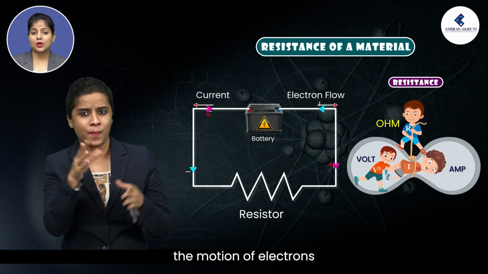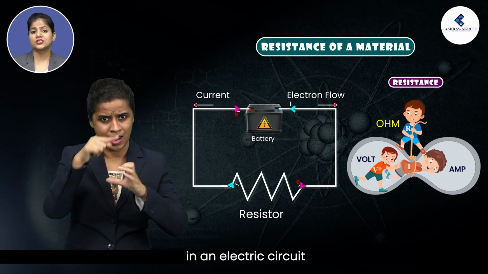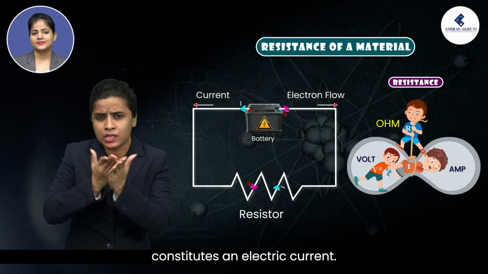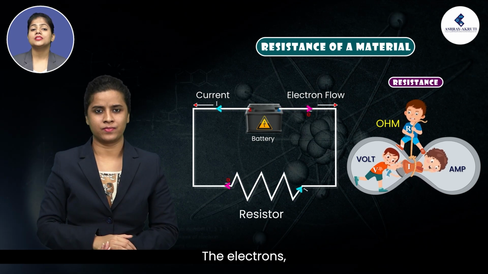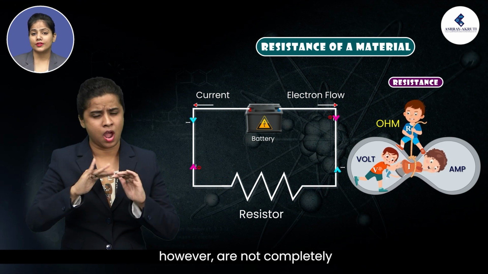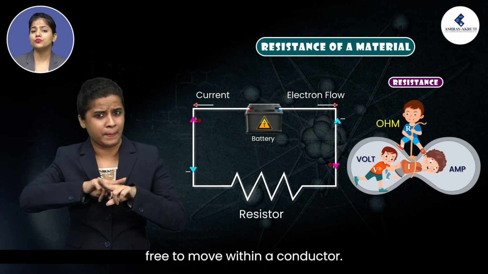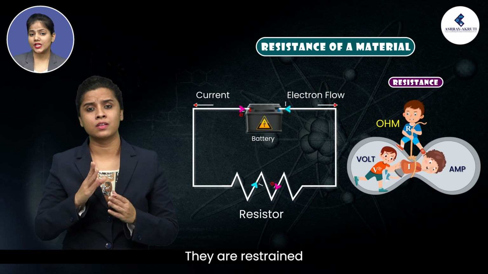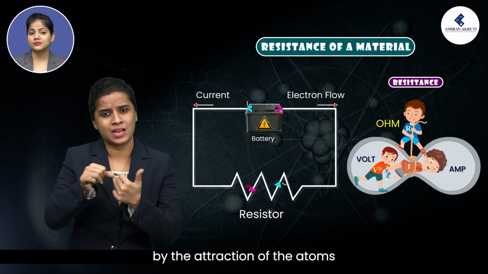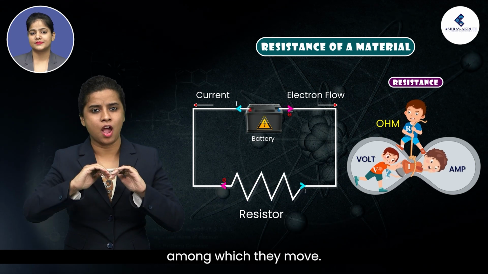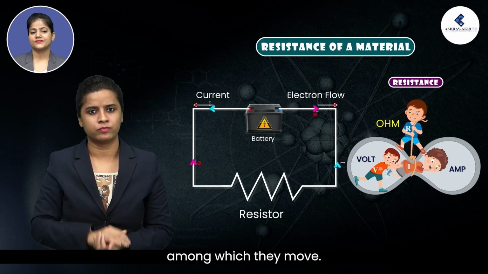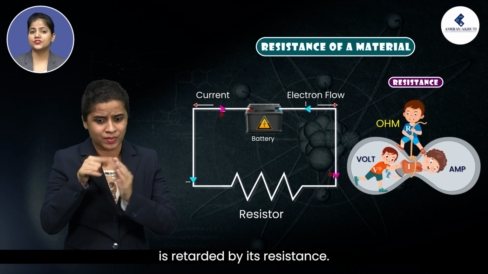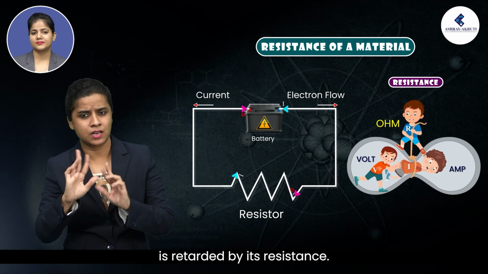We know that the motion of electrons in an electric circuit constitutes an electric current. The electrons, however, are not completely free to move within a conductor. They are restrained by the attraction of the atoms among which they move. Thus, the motion of electrons through a conductor is retarded by its resistance.